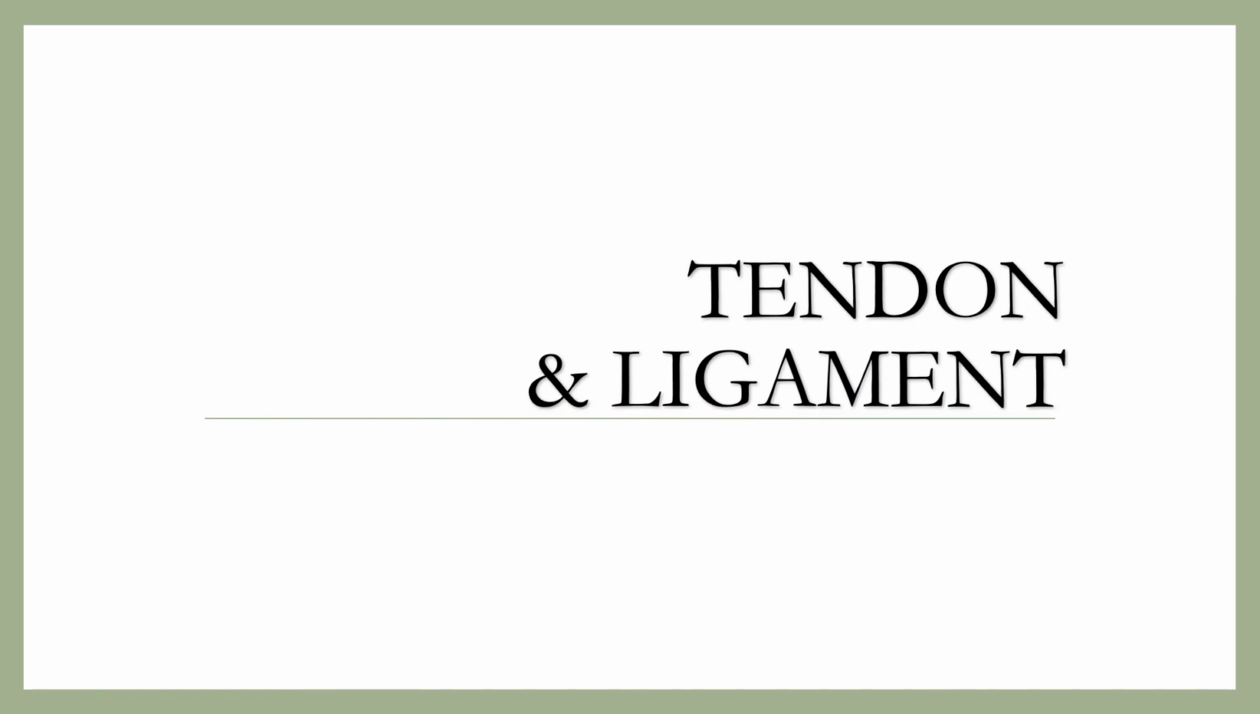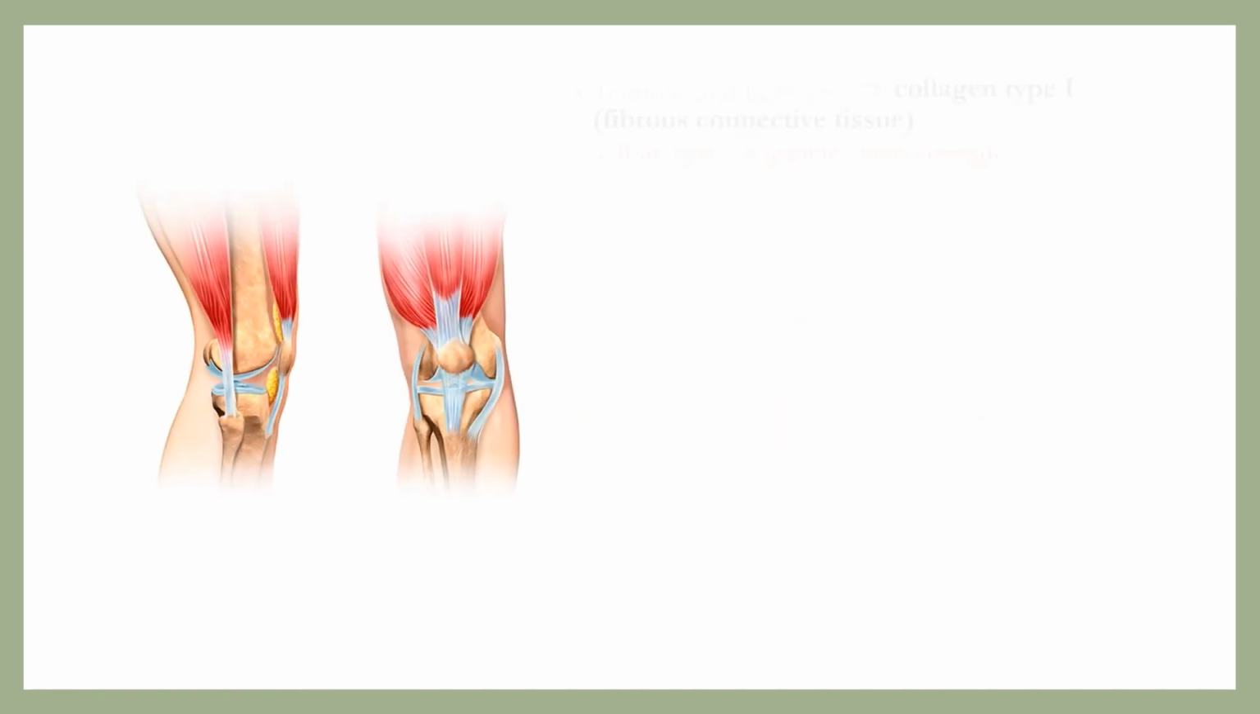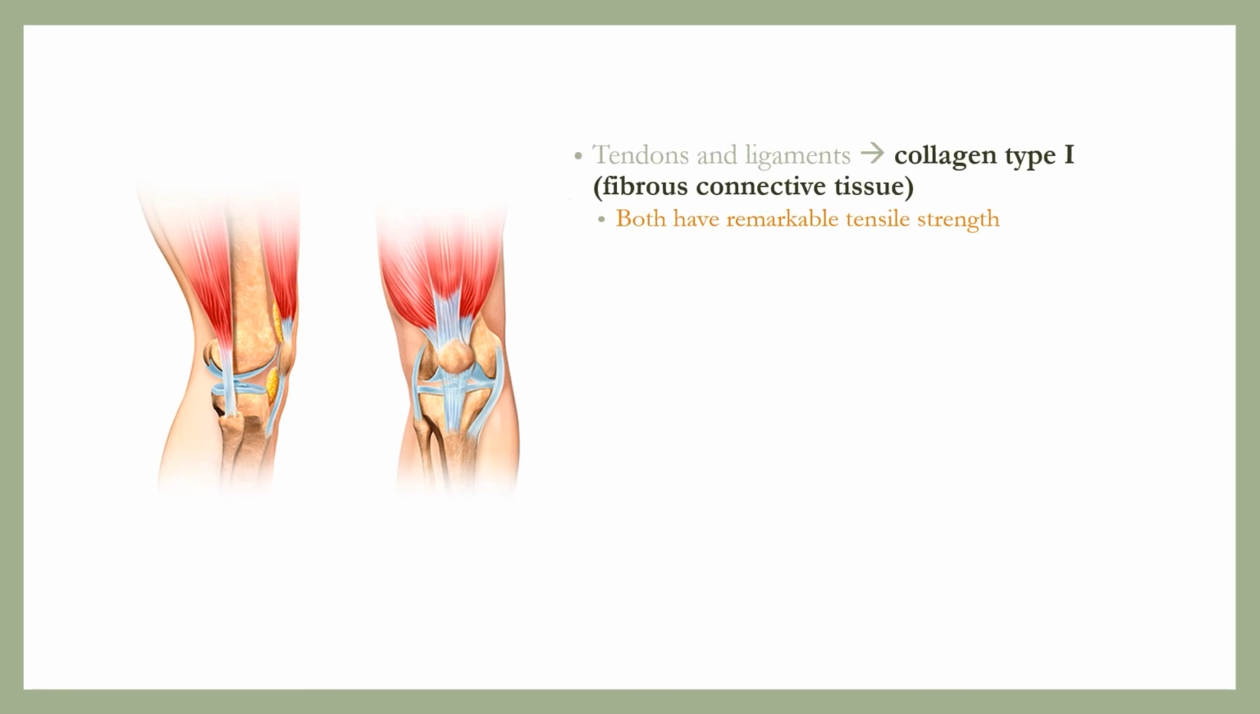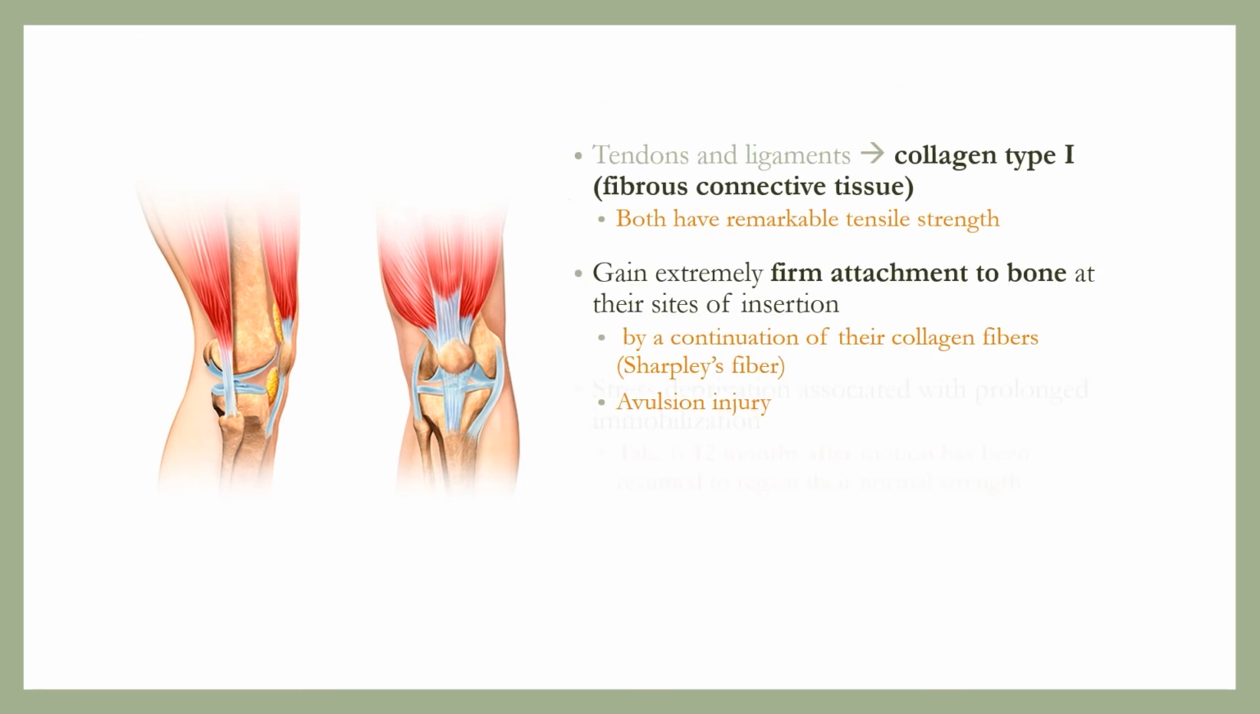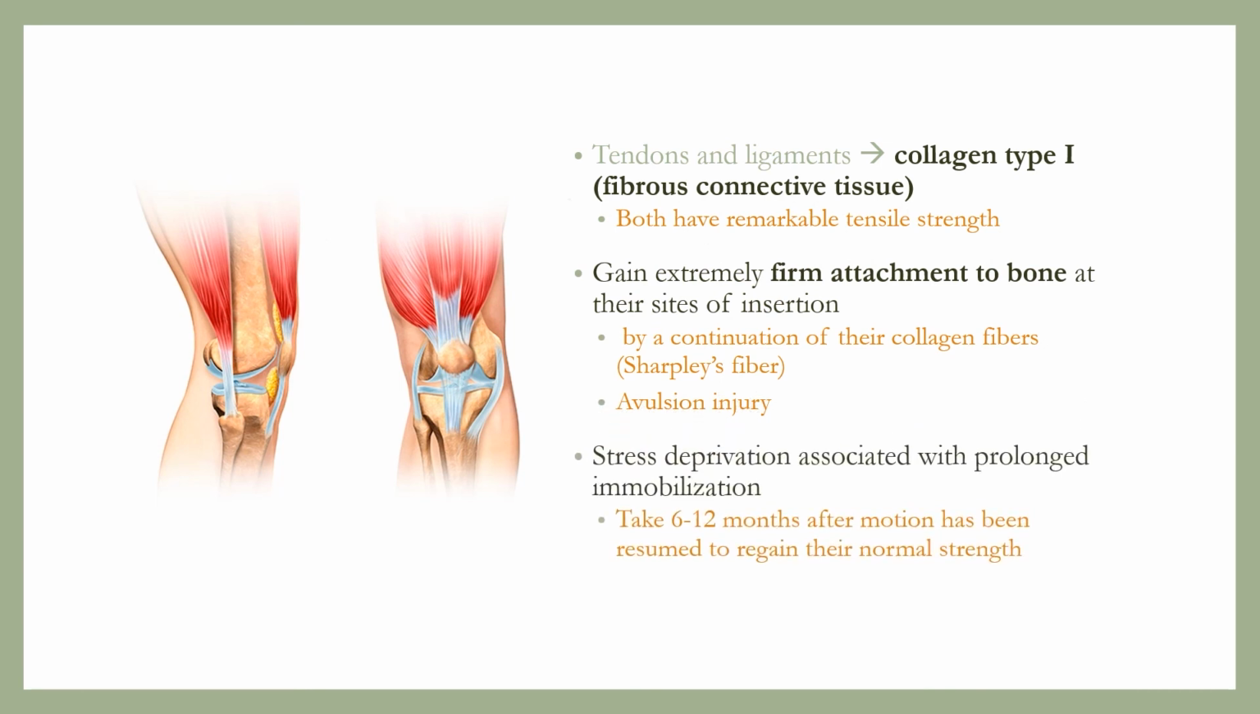Tendons and ligaments are made of collagen type 1 fibers. Both have remarkable tensile strength. They gain extremely firm attachment to bone at their sites of insertion. This is achieved by a continuation of their collagen fibers, as seen in avulsion injury. Stress deprivation, associated with prolonged immobilization, takes 6 to 12 months after motion has been resumed to regain their normal strength.